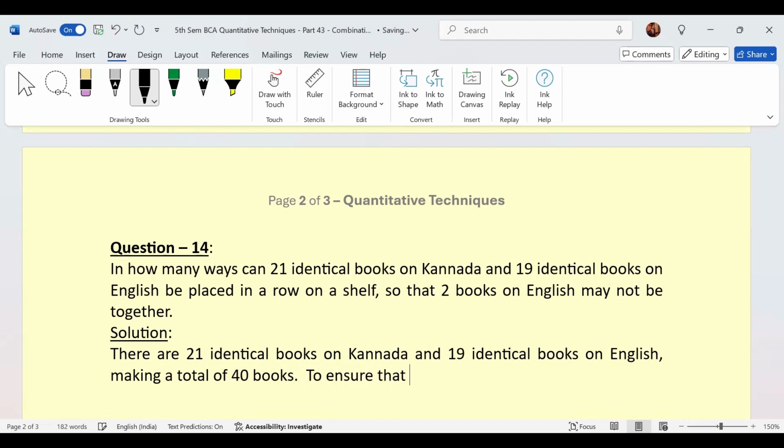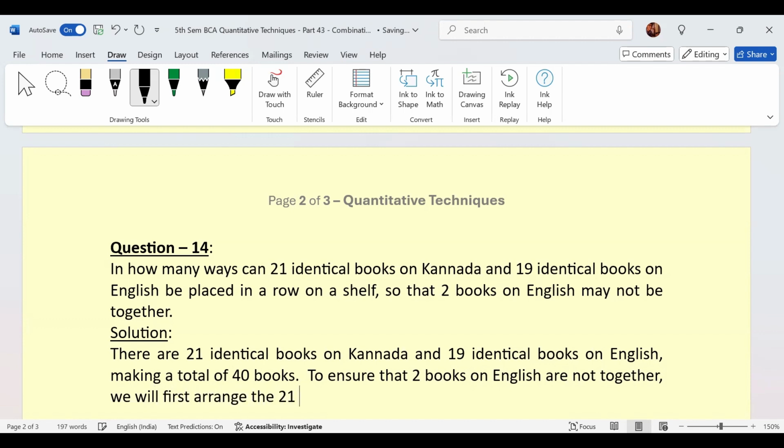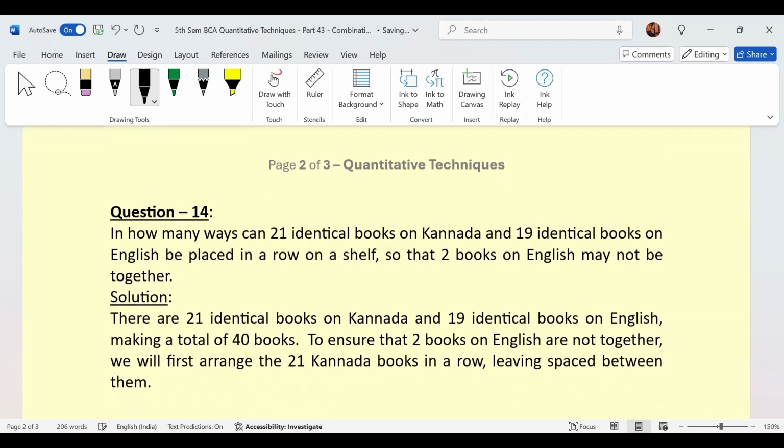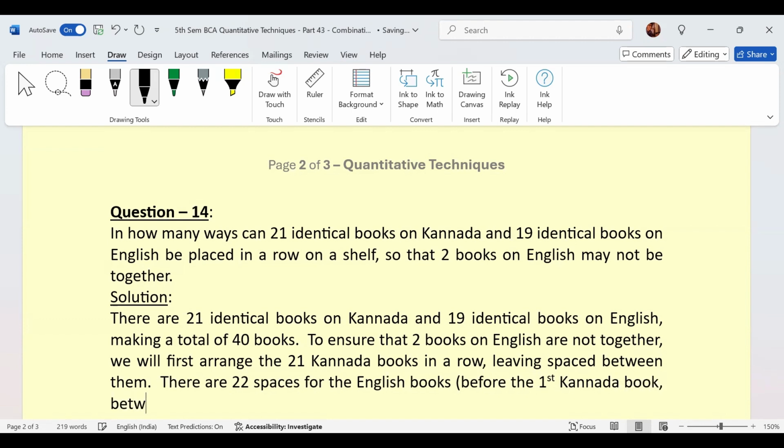To ensure that 2 books on English are not together, we will first arrange the 21 Kannada books in a row, leaving spaces between them. There are 22 spaces for the English books. That is, before the first Kannada book, between the Kannada books, and after the last Kannada book.